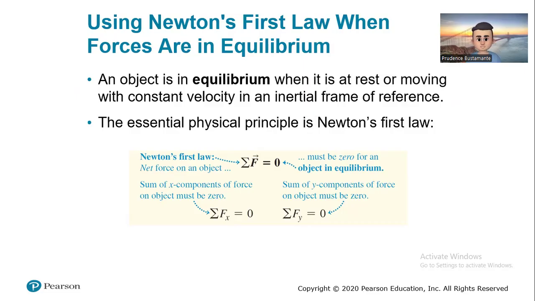So the essential principle is that Newton's first law states that the net force on an object must be zero for an object in equilibrium. It follows also that the sum of all the x components of the force on an object must be zero, and the sum of all the y components of the force on an object must also be zero.